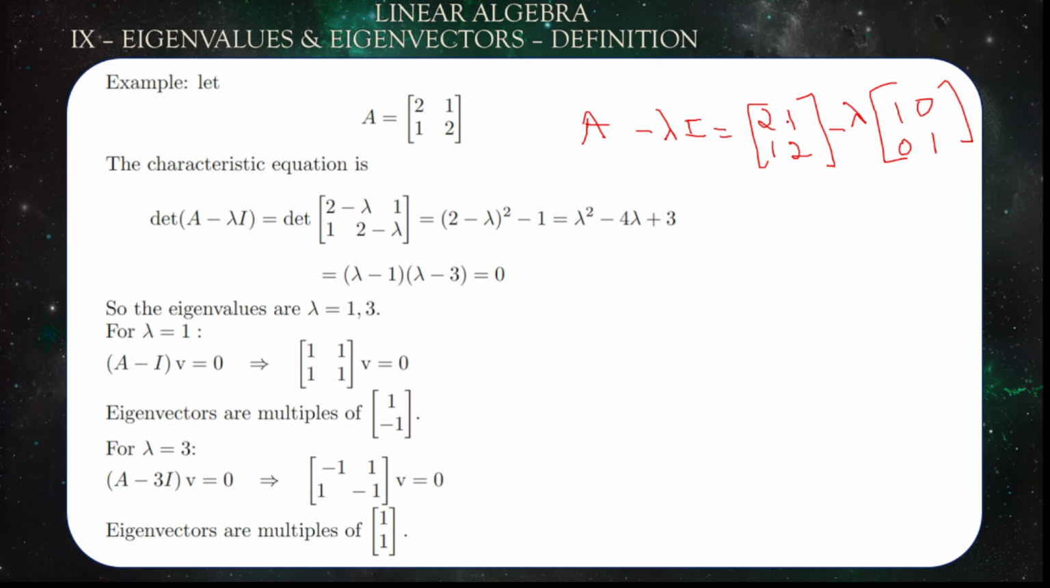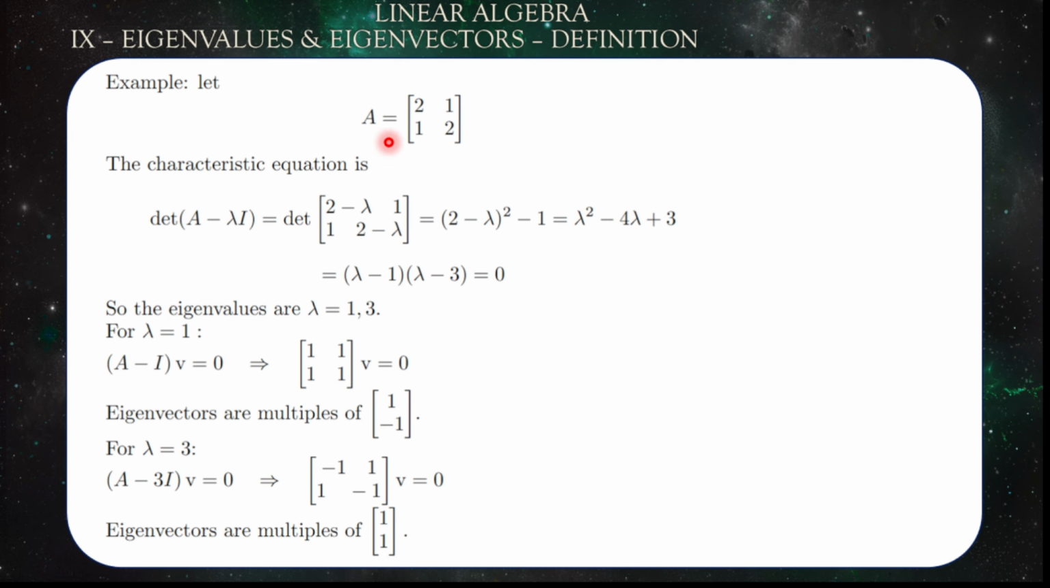If you add them together, element by element, you get 2 minus lambda, 1, 1, and 2 minus lambda. So the determinant is (2 minus lambda) squared minus 1, which equals lambda squared minus 4 lambda plus 3.